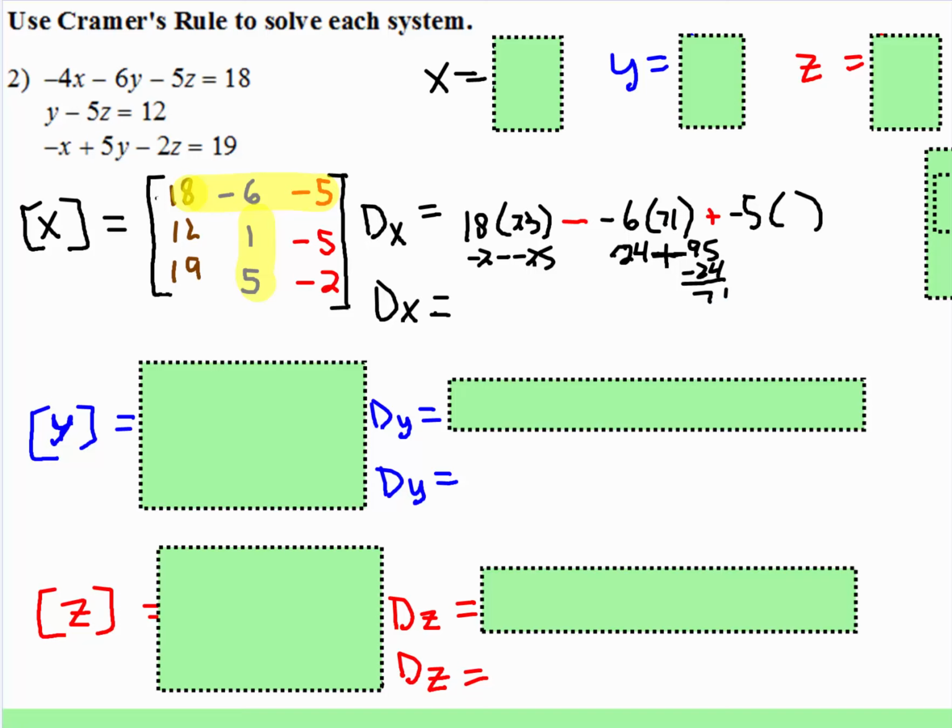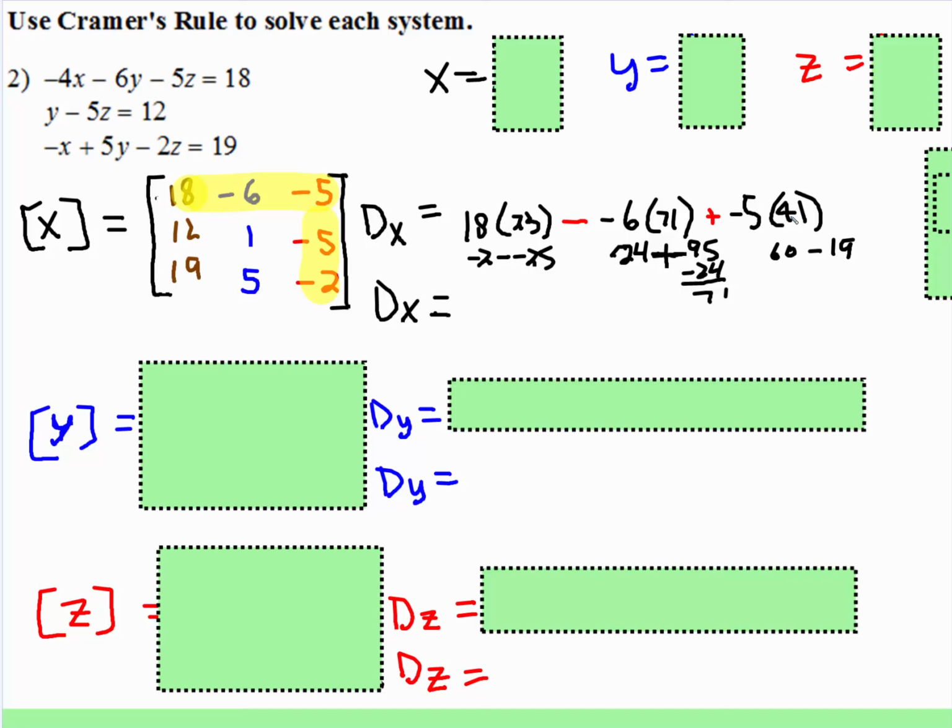And then we move this over. 12 times 5 is 60. Subtract 1 times 19 is 19. So we have 41, and it would have been a lot better if I would have gotten my calculator out first. It'll take too long on the video to add all that up.